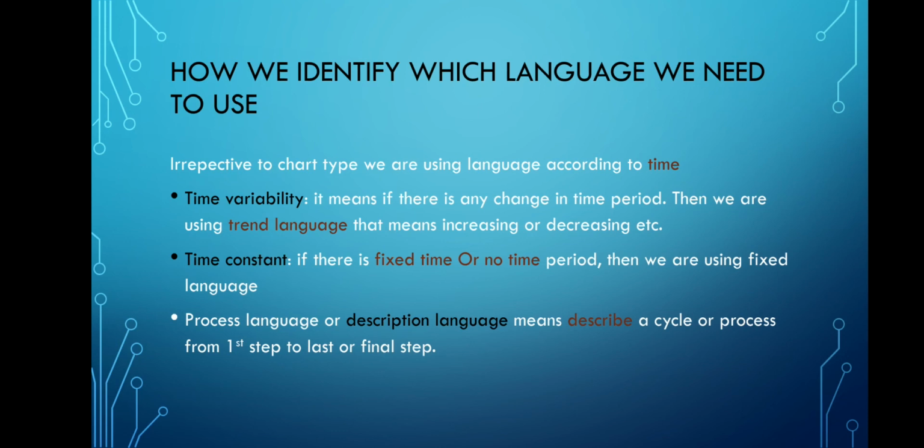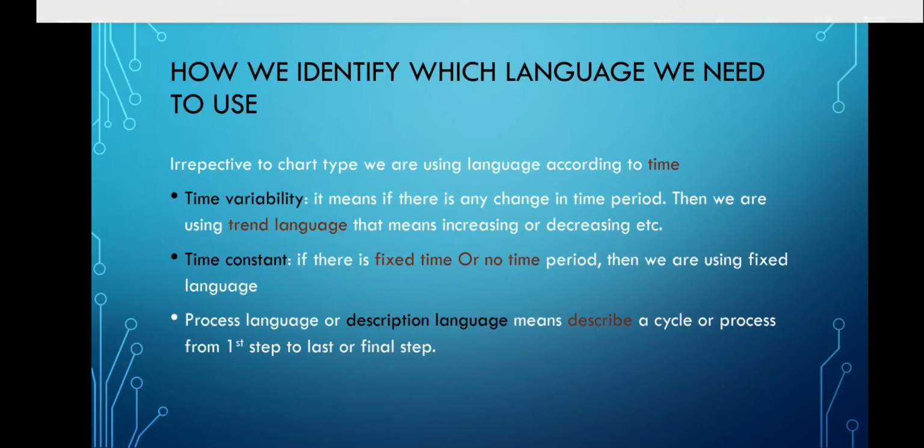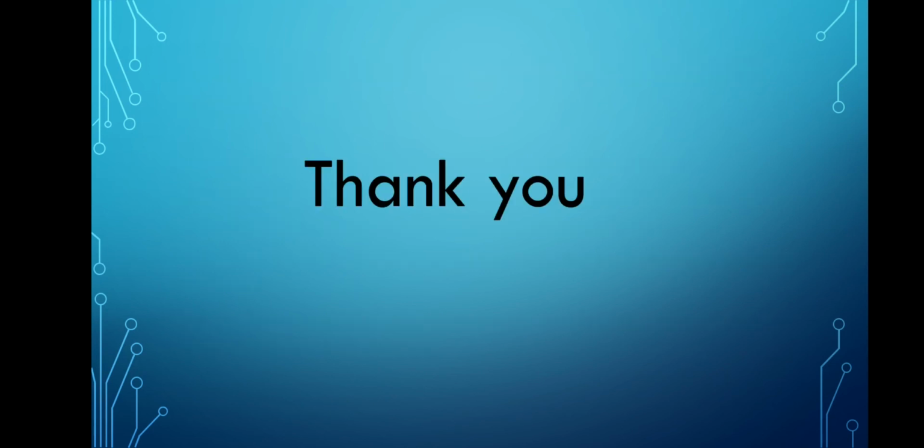Okay, and the next is time constant. If there is a fixed time, that is, if there is no time period mentioned in the chart, that means you can use the fixed language or a comparative language. Mainly the fixed or comparative language shows it is more than this, it is less than this, mainly the comparison: compared to this, in comparison to this. In this way you can use the comparative language.